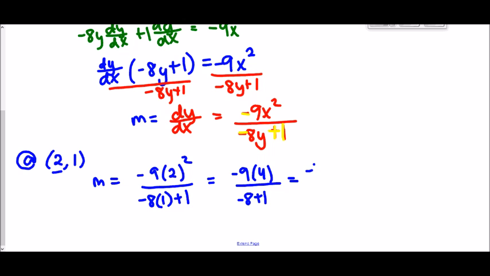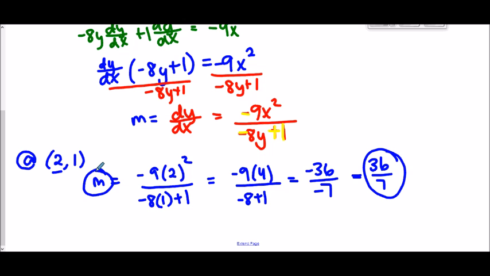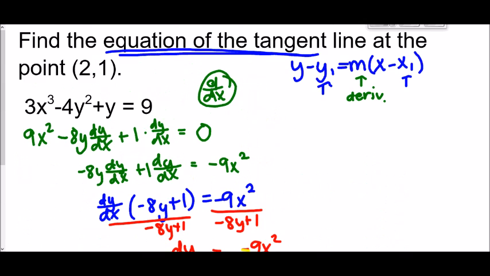So we have negative 36 over negative 8 plus 1, which is negative 7. Now I have one term on the top, one term on the bottom. Two negatives do make a positive. So this is 36 over 7. This is my slope.